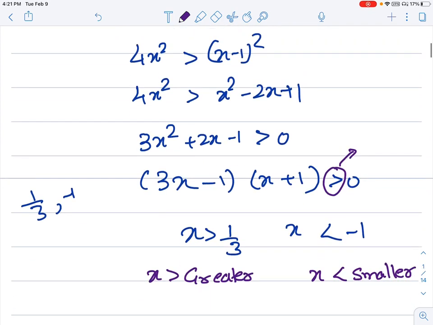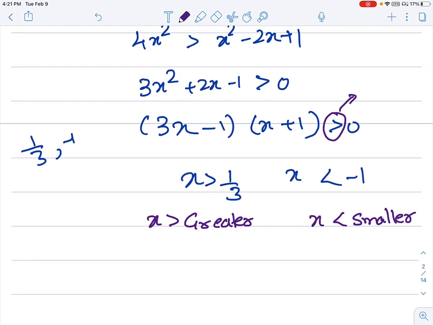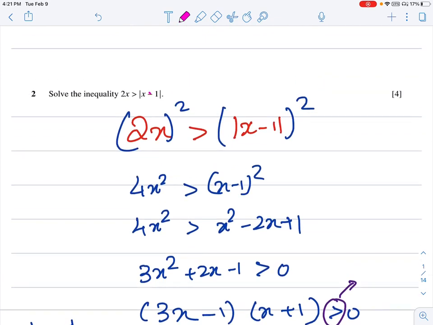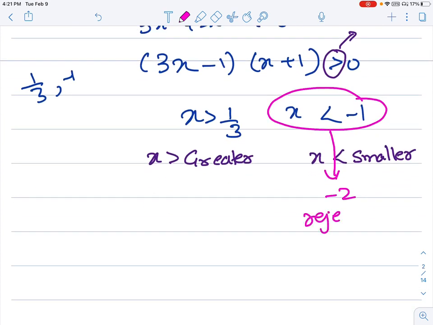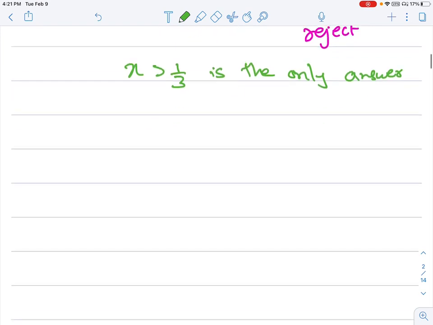Now we have to be very careful about which of these two values are applicable, or whether we have to reject one. For example, I take x less than minus 1. I consider any number less than minus 1, say negative 2, and plug it in over here. So negative 4 is greater than modulus of negative 2 minus 1, that is, negative 4 is greater than 3, which is wrong. So it's not possible, and therefore I reject this. My only answer is x is greater than 1 upon 3. So reject x less than minus 1.